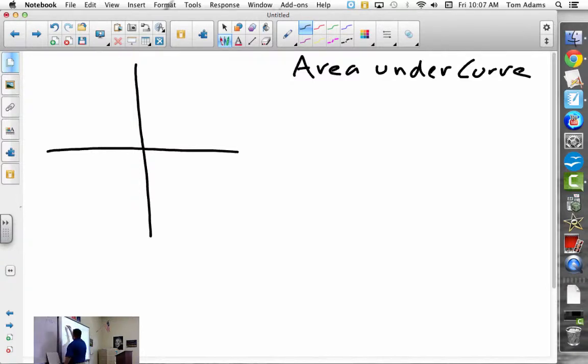So consider the following function. Let's say that f of x is equal to x squared plus 4. And we all know that that is a parabola with the y-intercept of 4. Now, what does that look like graphically? It looks like this.